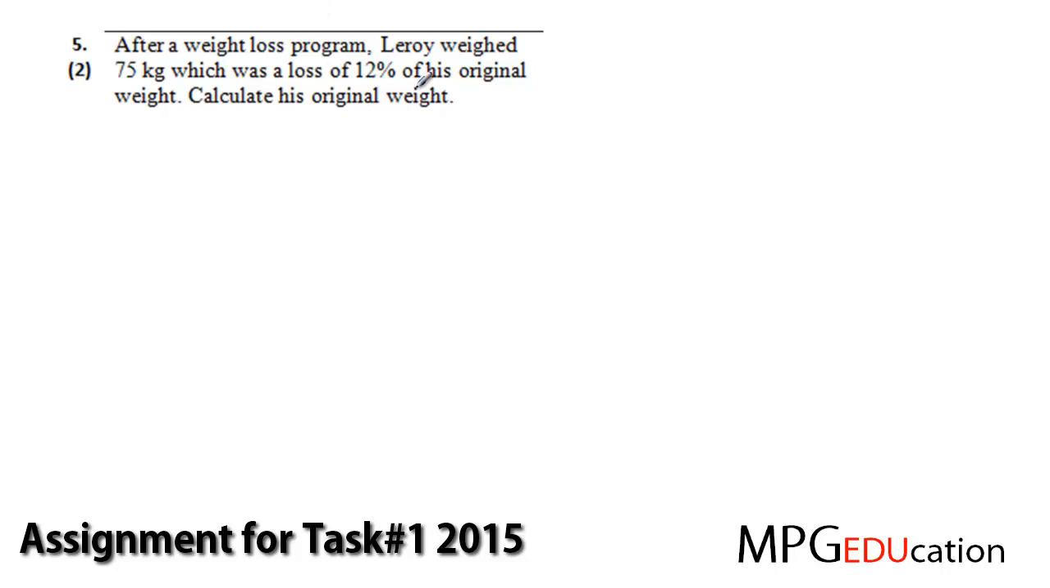which was a loss of 7% of his original weight. Calculate his original weight. Now obviously his original weight, let's call it OW, represents in this problem 100%. He's lost 12% and he's now 75. So as compared to this, if we call NW his new weight, he's now 12% lighter, which would be 88%.